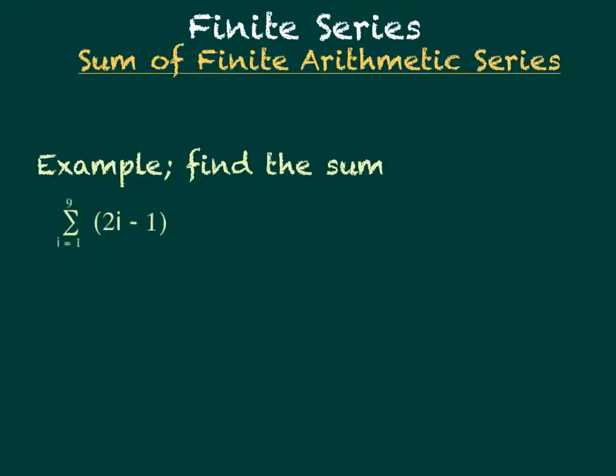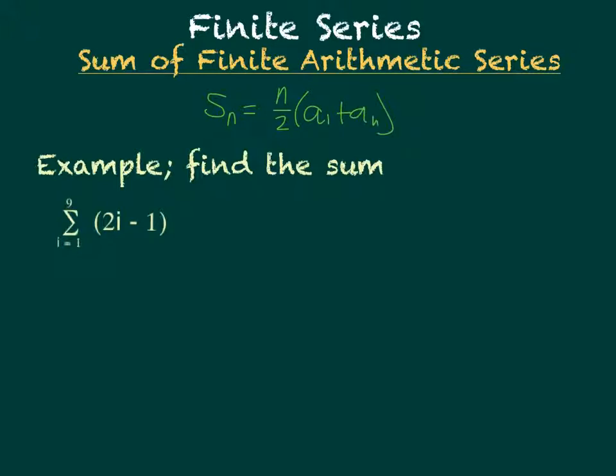Finite series. The sum of a finite arithmetic series has a specific formula. That formula is S sub n equals n over 2 times a sub 1 plus a sub n.